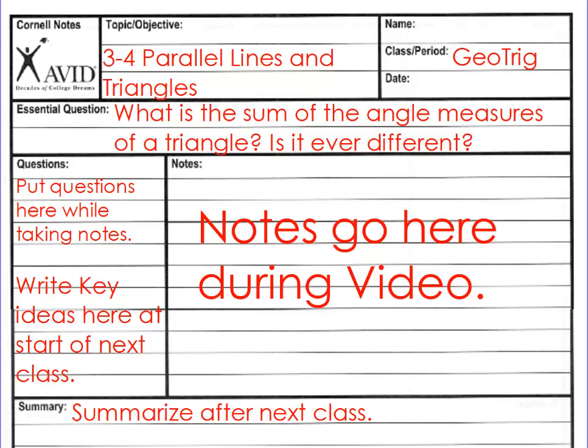Welcome, GeoTrig. This is section 3-4, parallel lines and triangles. The essential question is, what is the sum of the angle measures of a triangle? Is it ever different? Let's begin.